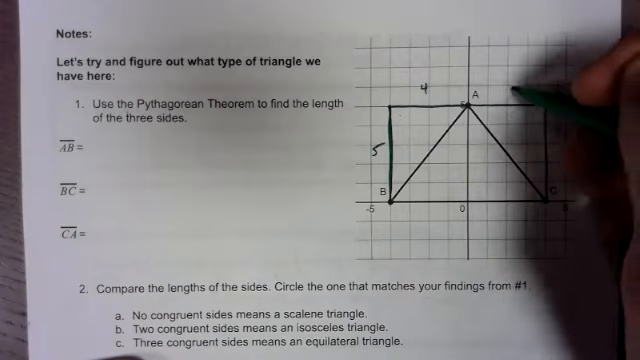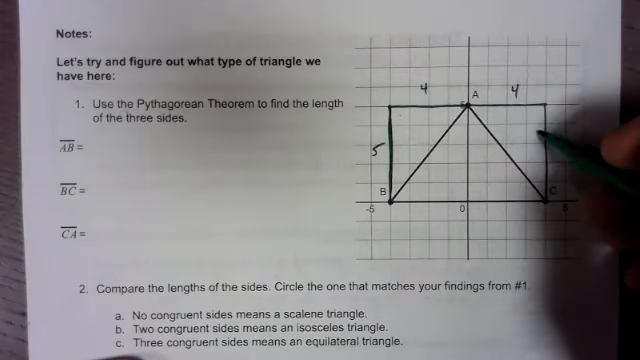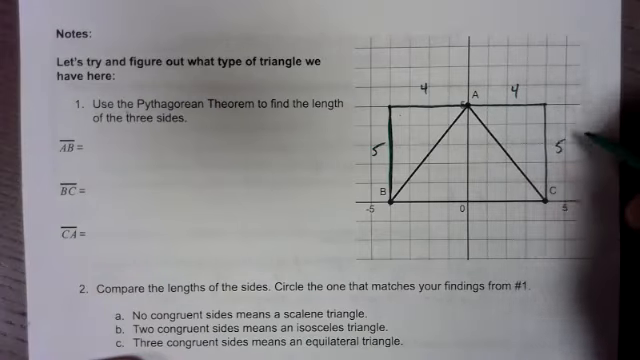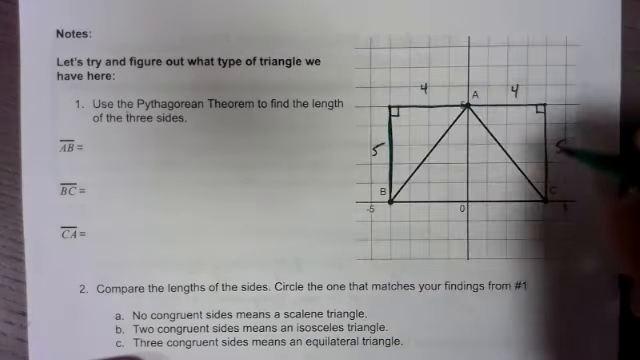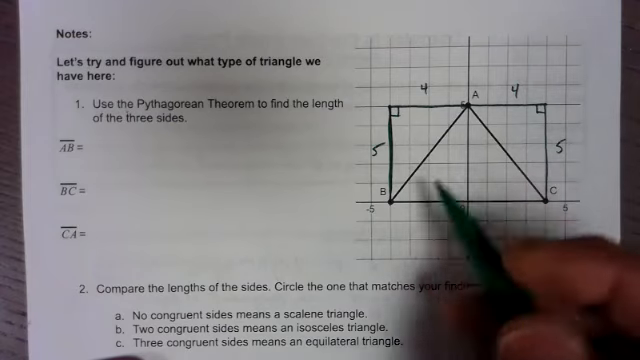1, 2, 3, 4 units long, and then 1, 2, 3, 4, 5 units long. Now these are right angles because I use my horizontal and verticals. So I know that I can use the Pythagorean theorem.